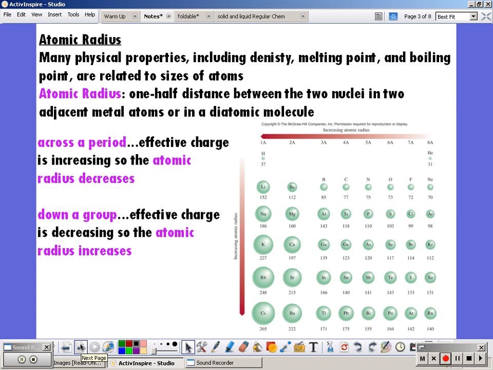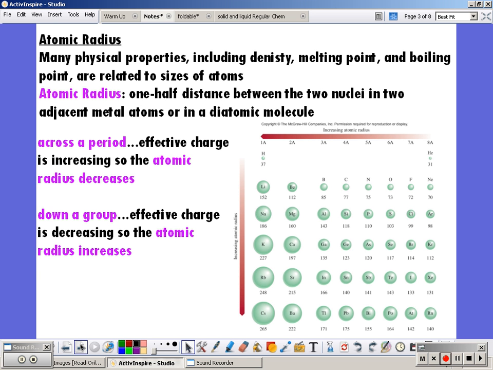The electrostatic attraction between the nucleus and the valence electron actually decreases because there's more shielding. So atomic radius. Many physical properties, including density, melting point, and boiling point, are related to the size of the atoms. Atomic radius is 1/2 the distance between 2 nuclei in 2 adjacent metal atoms or in a diatomic molecule. In other words, atomic radius is the size of the atom.